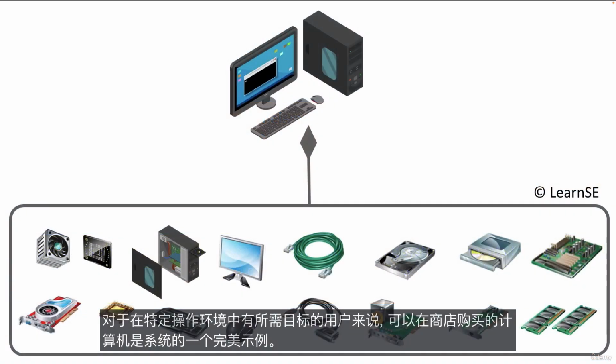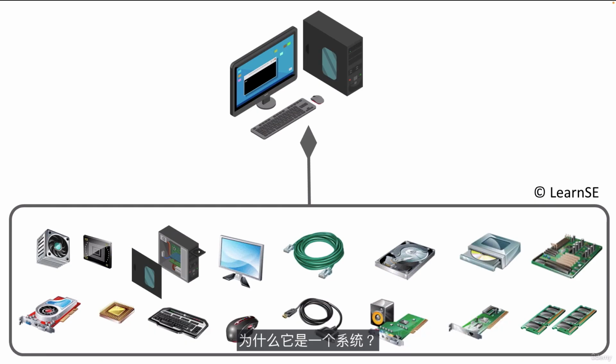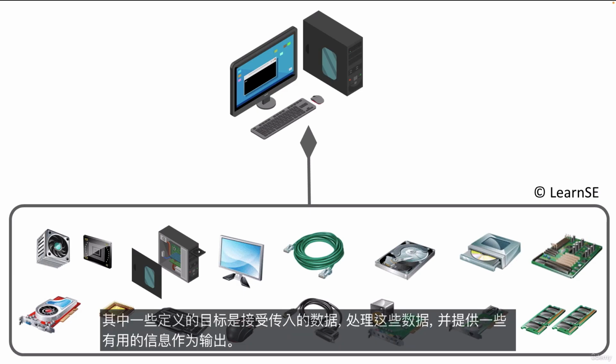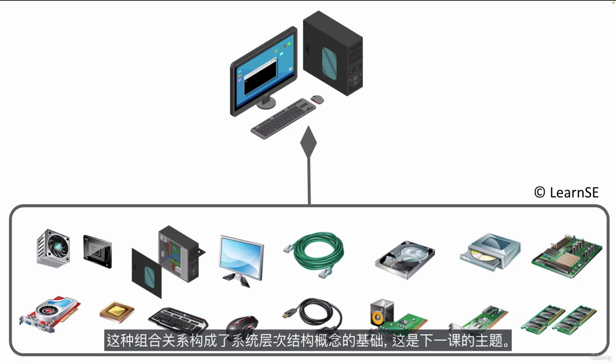A computer that you can buy off the shelf at a store is a perfect example of a system. Why is it a system? As you can see, there's a lot of elements that make up a desktop computer. These elements are all integrated, interacting with each other to accomplish the defined objectives for the computer. Some of these defined objectives are to accept incoming data, process that data, and provide some useful information as an output. This particular depiction shows the composition of the computer, or in other words, it shows what the computer is composed of.